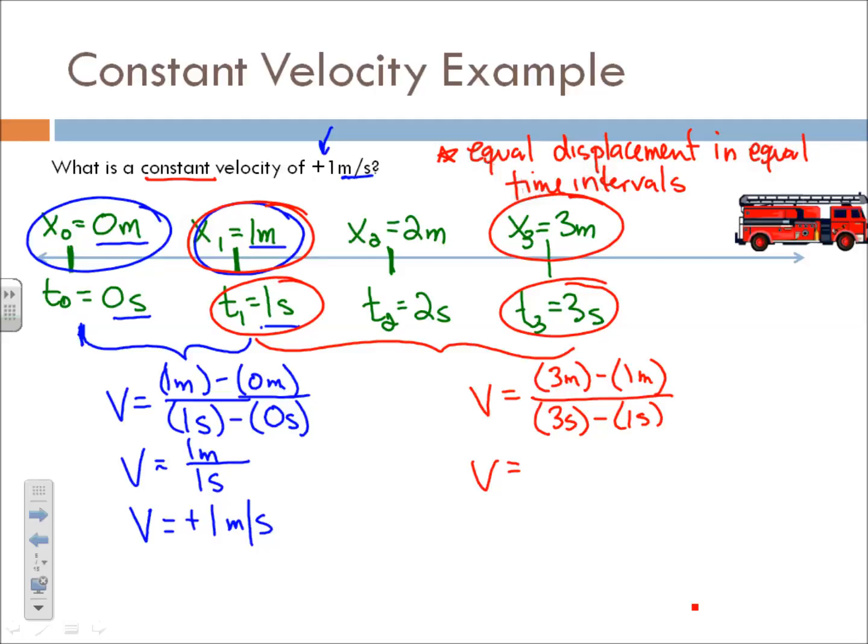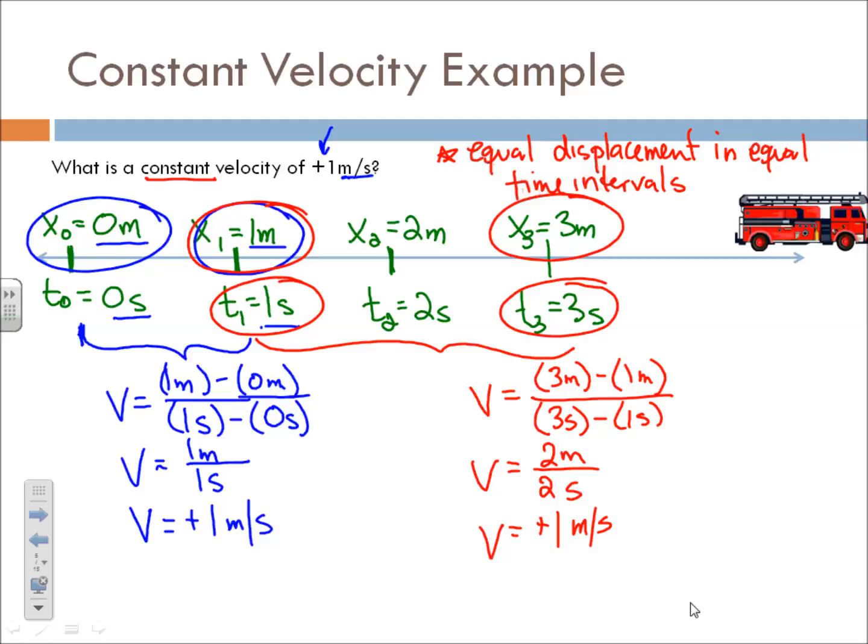And what do I find? I get 3 meters minus 1 meter on the top, that's 2 meters. 3 seconds minus 1 second on the bottom, that's 2 seconds. And bam, I get it again: positive 1 meter per second. So it doesn't matter what time interval I choose.